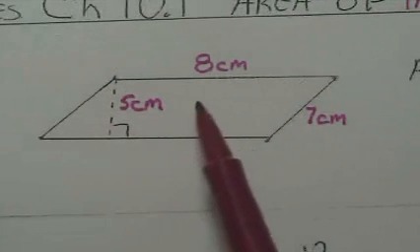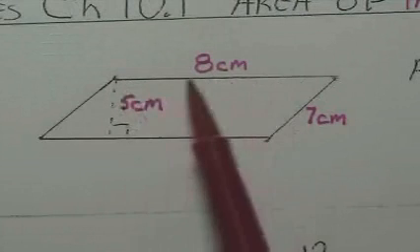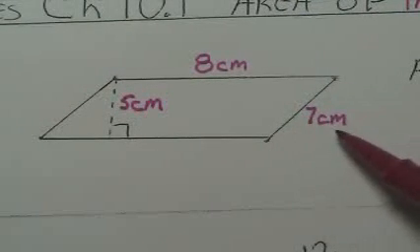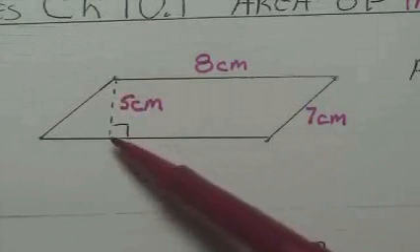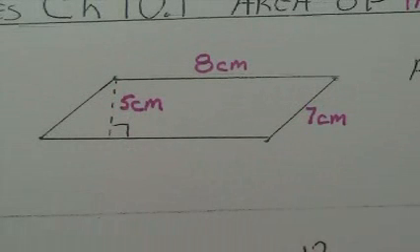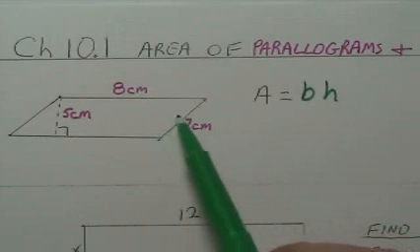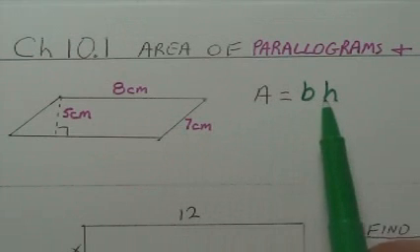And so please write in these numbers. Up here is 8 centimeters, this distance. This length right here is 7 centimeters, and this length is 5 centimeters. And remember, for any parallelogram or rectangle for that matter, area is base times height.